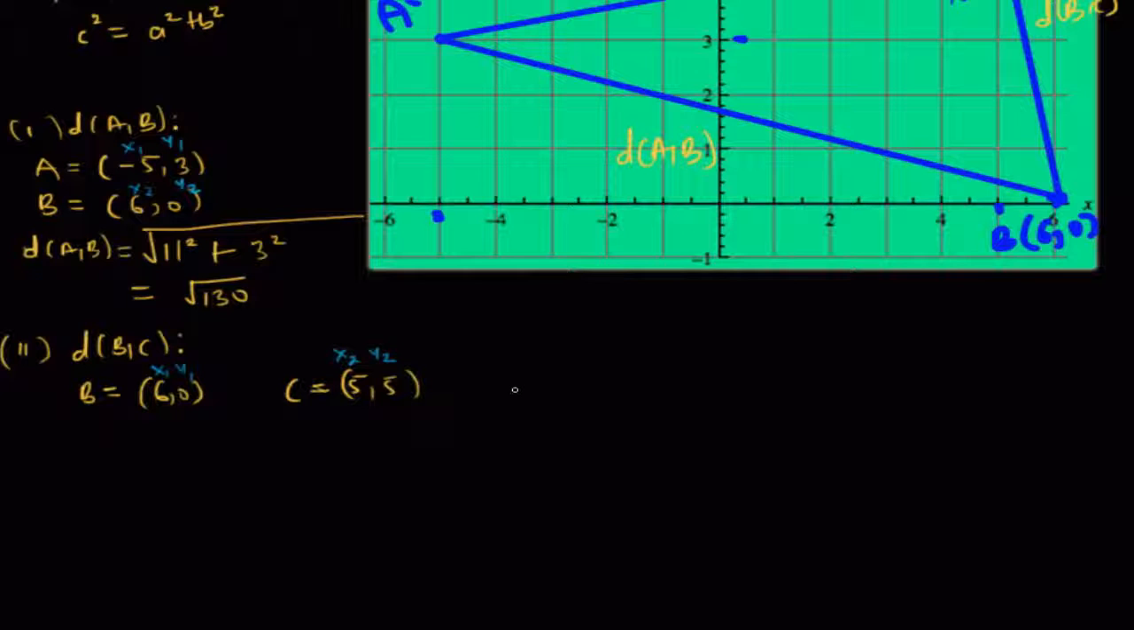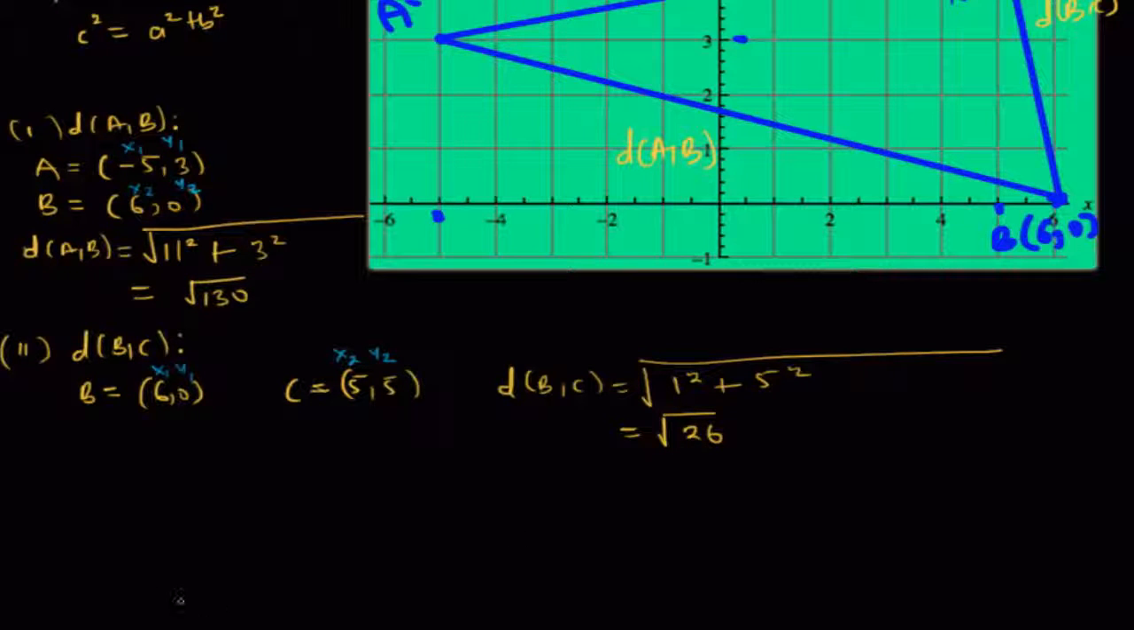So to use the distance formula, the distance between B and C is equal to the root of x2 minus x1 squared, which is 1 squared, plus y2 minus y1 squared, which is 5 squared. When we evaluate this, we have the root of 26.